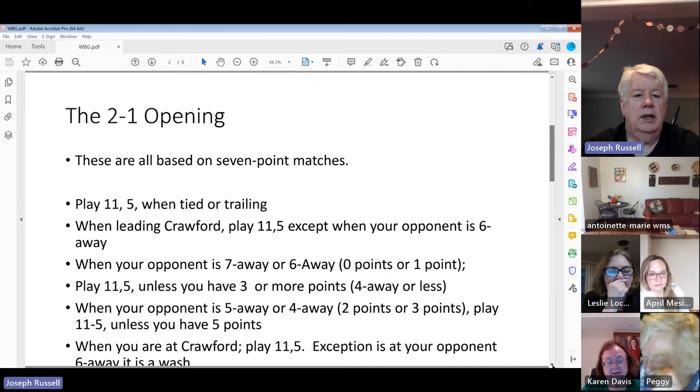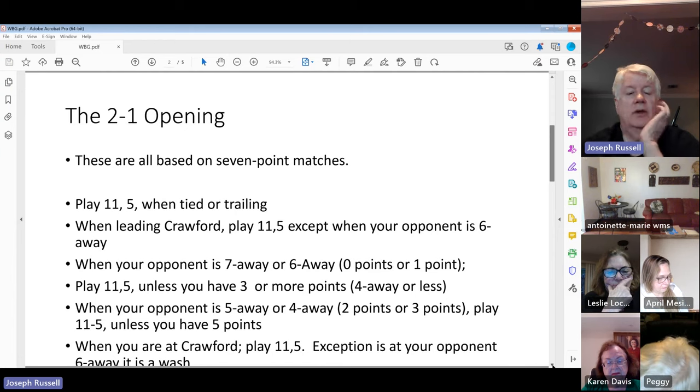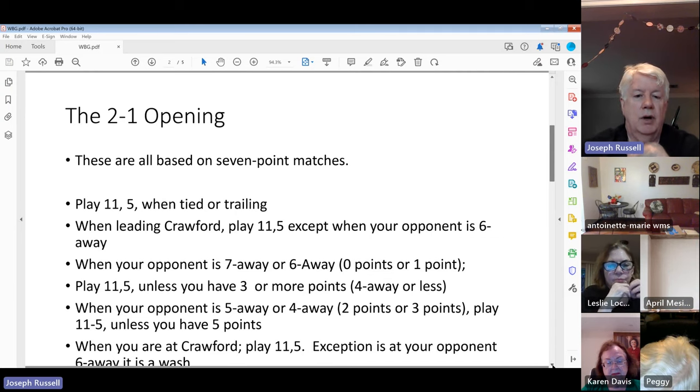Okay, when leading at Crawford, play 11-5 unless your opponent is 6 away. And that's a 0.01 error. The thing that I did most of my career, except for when I was leading Crawford 2 away, I would split. And that's pretty close play. It's kind of a matter of preference, but it does show 11-5 is still slightly superior.